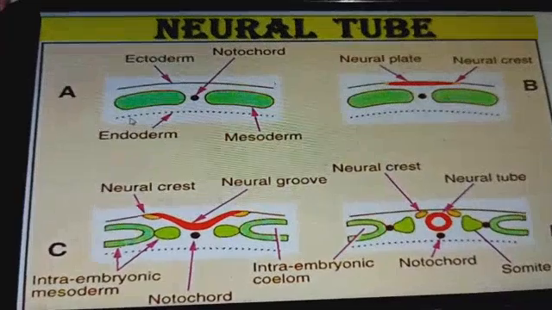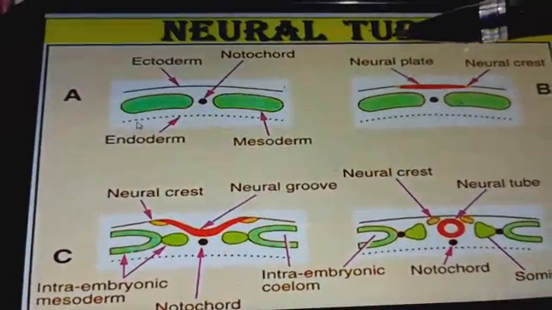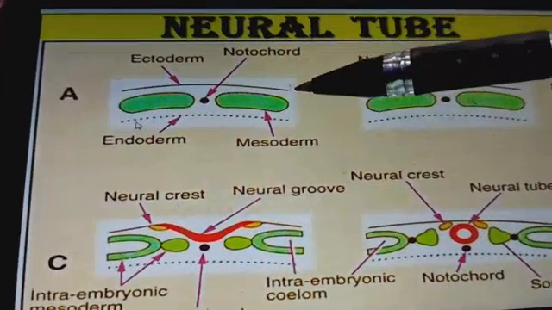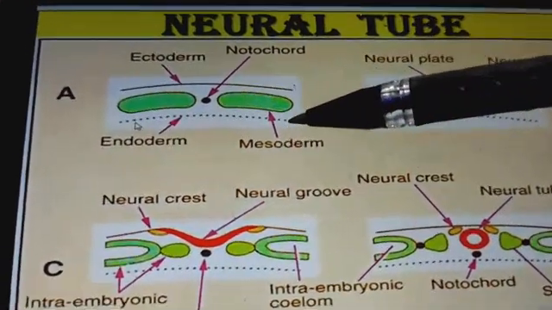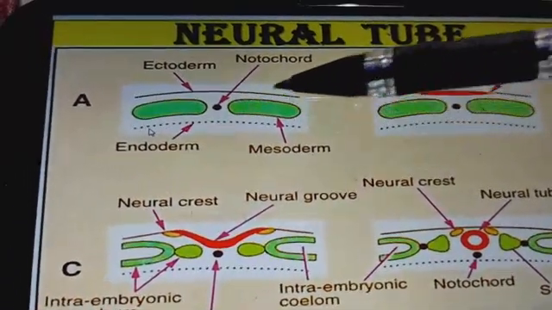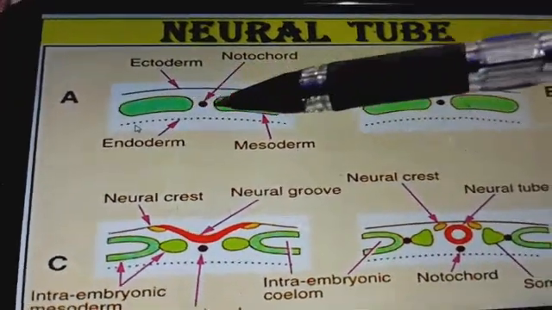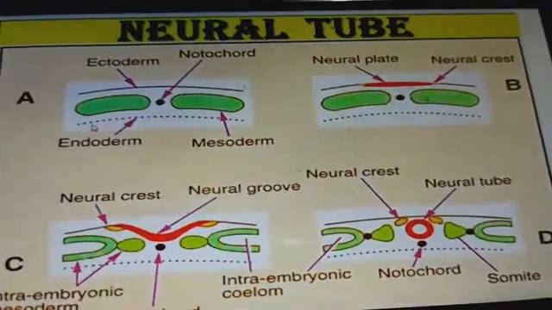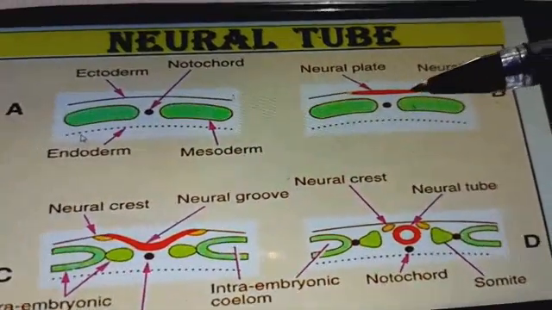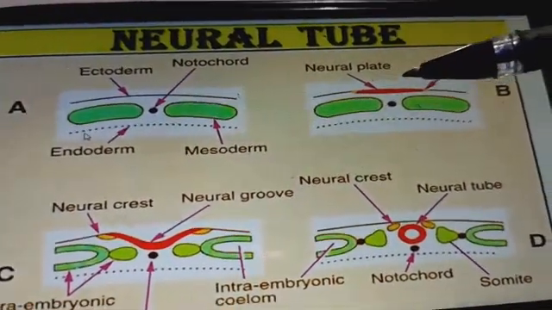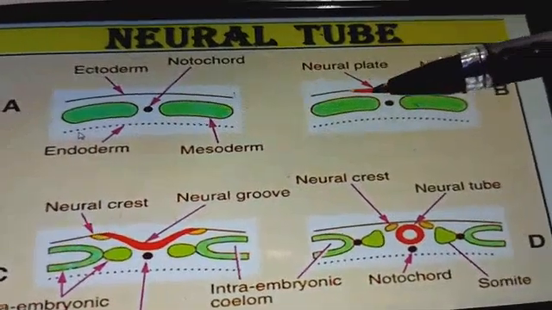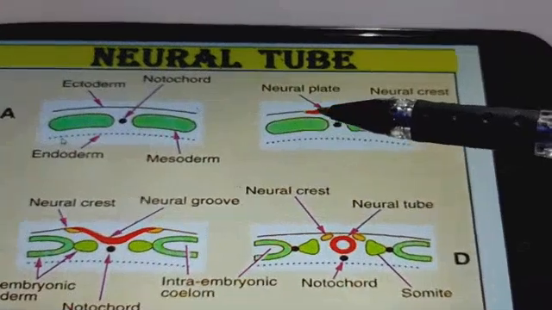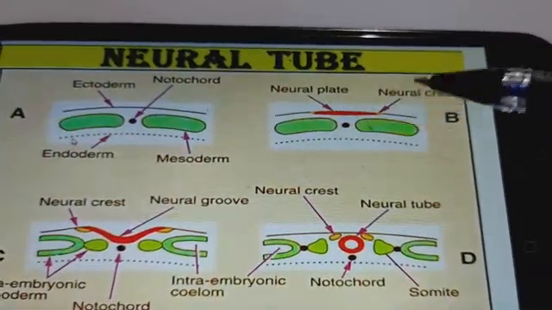Now the second topic will be the formation of the neural tube. Again we are taking a horizontal section. In that we find the ectoderm above, the endoderm below, and in the middle the mesoderm as well as the notochord which was just formed. Then a thickening forms in the cells of the ectoderm just above the notochord, in this area.